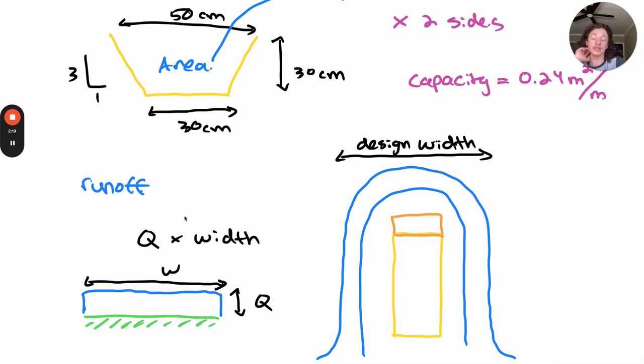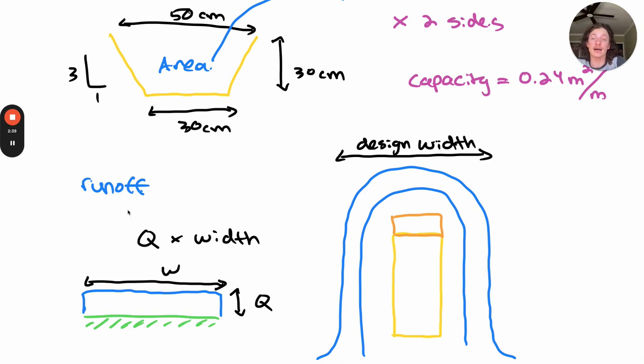If you wanted to really sharpen the pencil on this calculation, we could look at the difference in wave velocity over the ground, over the runoff, versus within the actual drainage, and that would be able to refine our drainage design a little bit better.